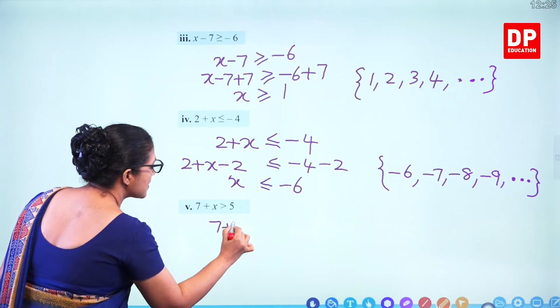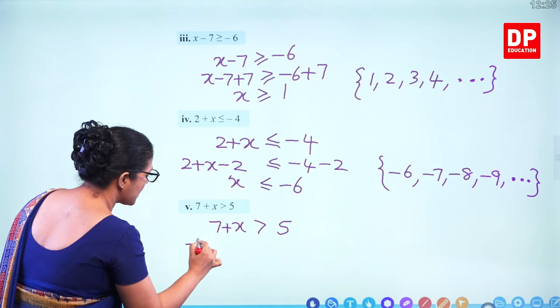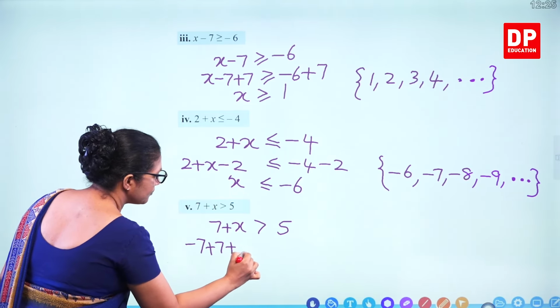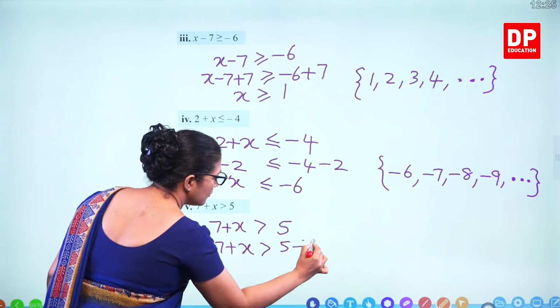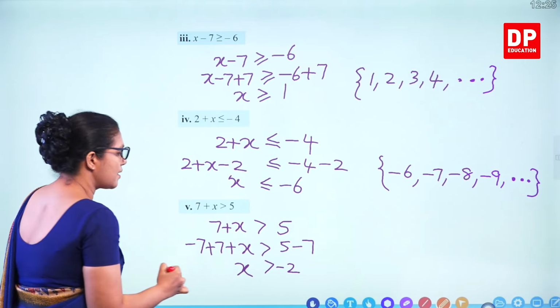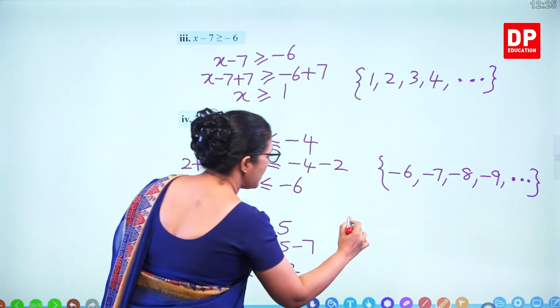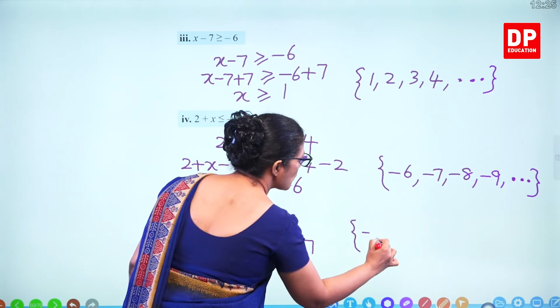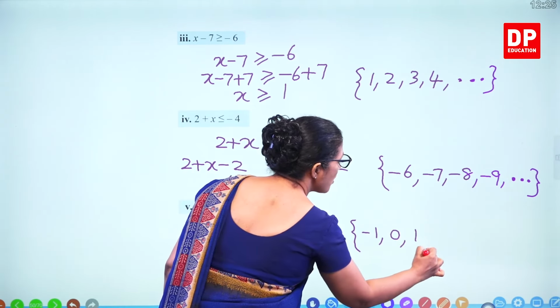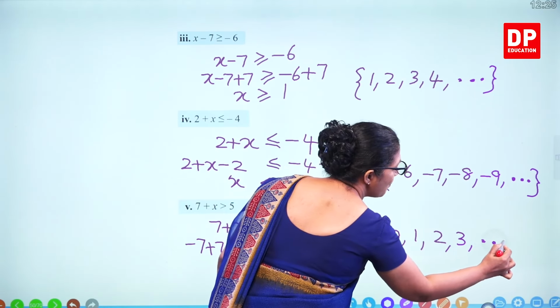Seven plus x greater than 5. Subtract 7 from both sides. You get minus 2. X is greater than minus 2. So not minus 2, any number above that: minus 1, 0, 1, 2, and any number you can write.